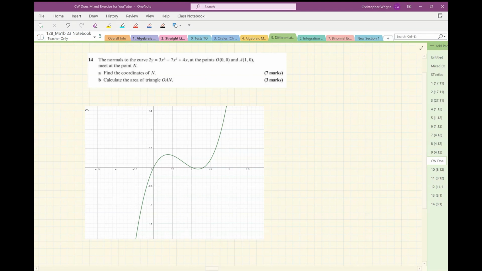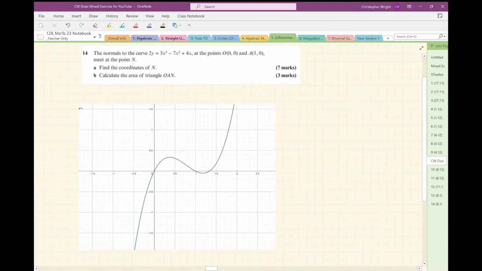Question 14. All right. We've got a curve here, which is given to us as 2y equals 3x cubed minus 7x squared plus 4x. And we are asked to find the point at which these two normals cross. So I've drawn the curve in GeoGebra. Let's draw those two normals and see where they cross.